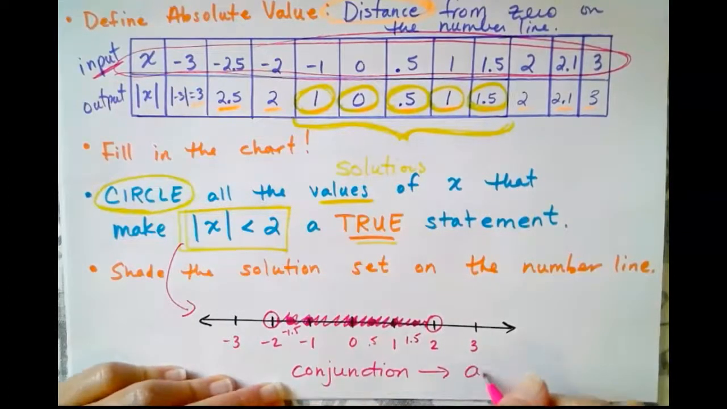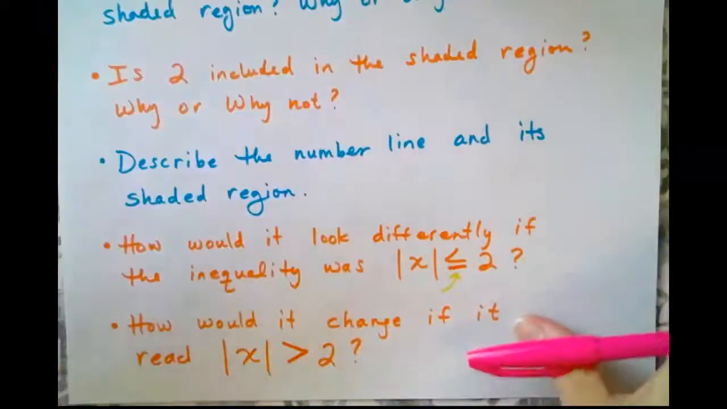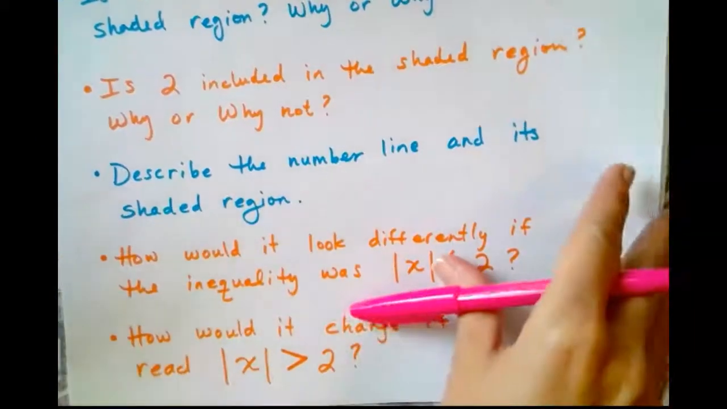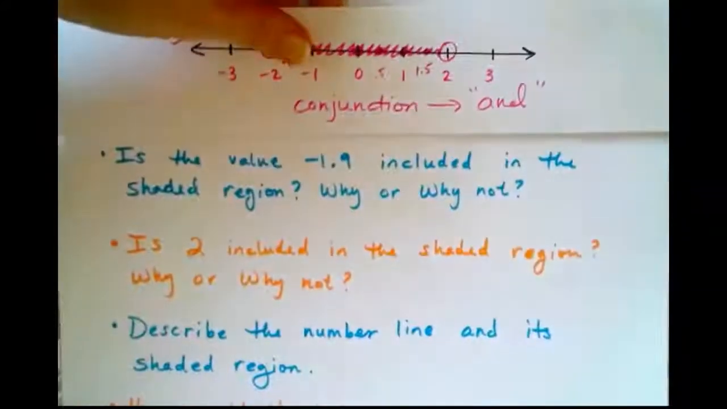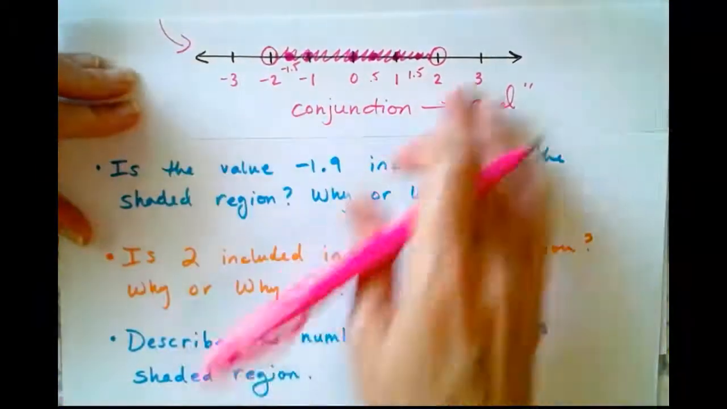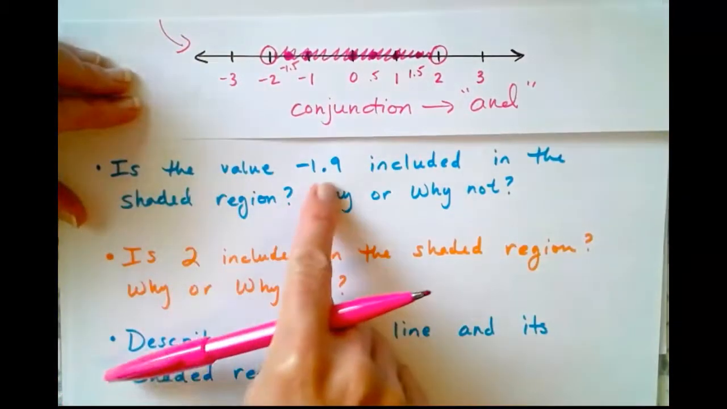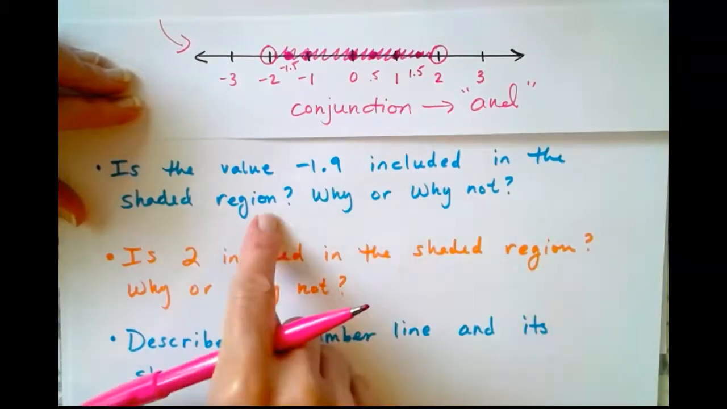This is an and situation. So let's keep looking here, and let's keep answering questions. All right, so actually I think I will use incredible technology and fold this paper down so we can see all that's happening here. So here's our number line. So is the value -1.9 included in the shaded region?